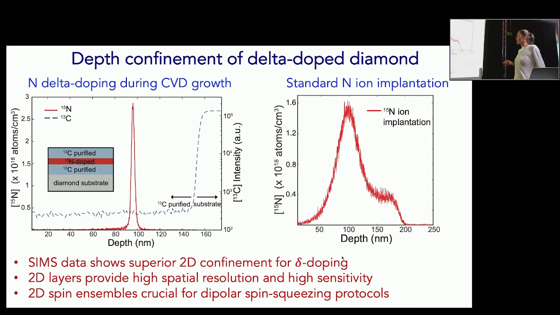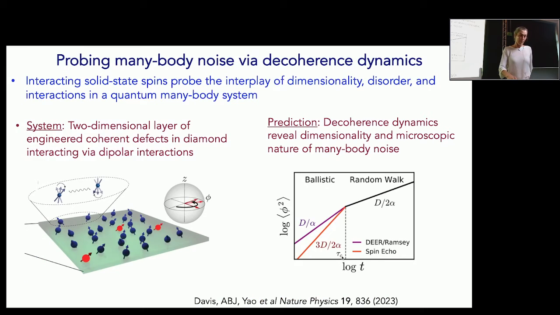When you try to do the same thing for implanted nitrogen, you see a much broader distribution because of channeling. So we've taken these 2D layers. First of all, we saw in SIMS that they're 2D. We also, in a collaboration with Norm Yao, used the NV centers inside of this bath of nitrogen spins.